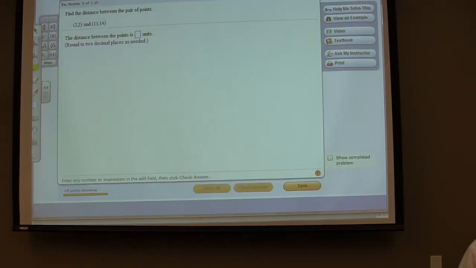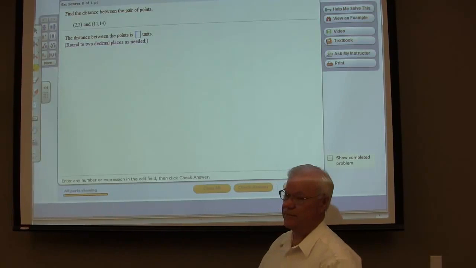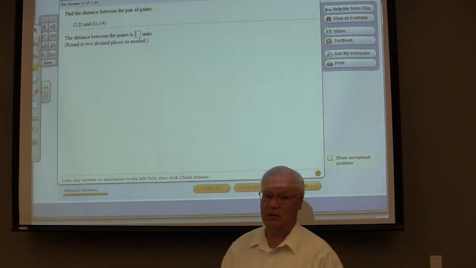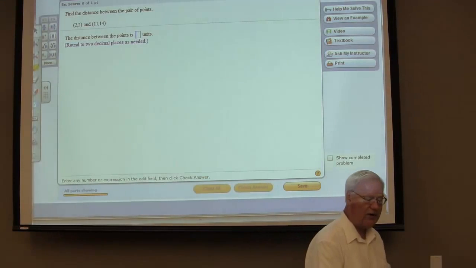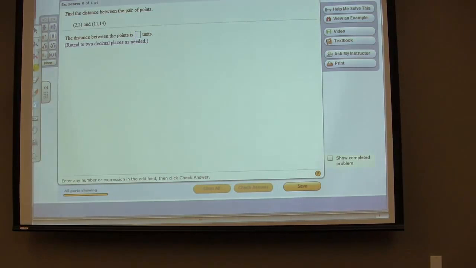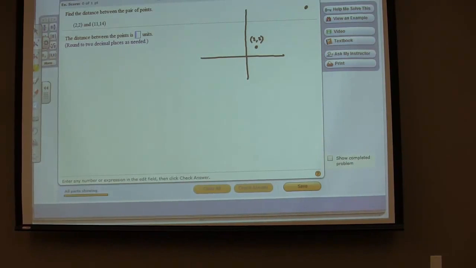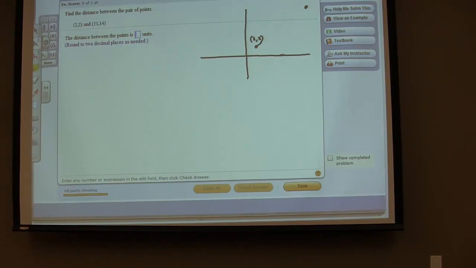All right, now let's shift subjects a little bit. Let's find the distance between a pair of points. Now there's an equation for this in the book, but I want to derive it for you so we understand where that's coming from. If I were to sketch those 2 points, it would look something like this. The point (2, 2) might be right here. And the point (11, 14) would be somewhere out here. And the distance between those points is the length of that line right there.